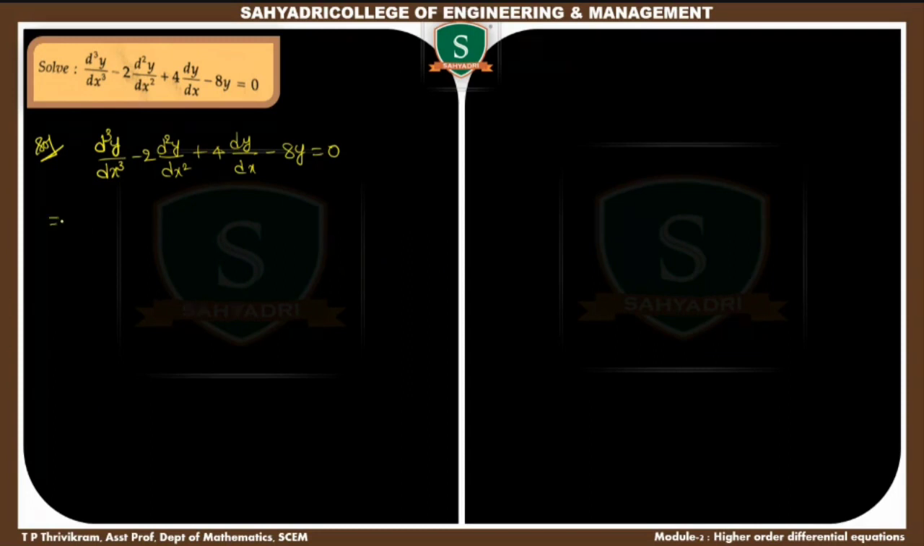So it implies, write this in operator notation form. The notation form is D cube minus 2D square plus 4D minus 8 into y equal to 0. Don't write y every time. So d cube by dx cube is nothing but D cube. D square by dx square, the operator for this is D square. Similarly, d by dx can be written as D. So this is the notation form.